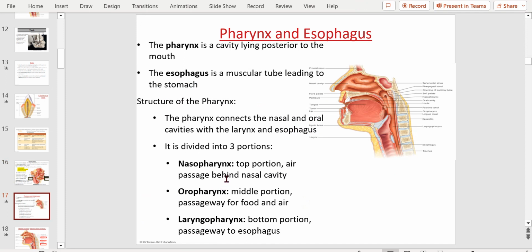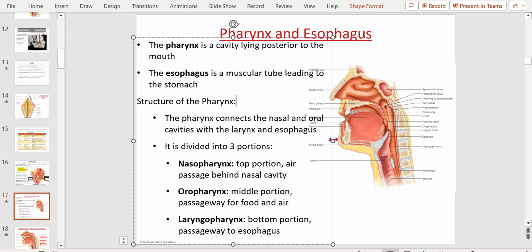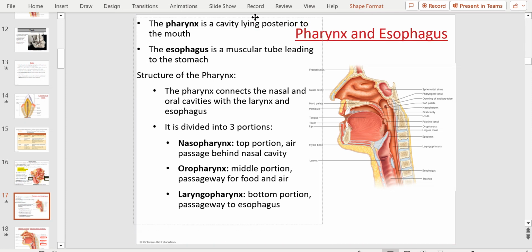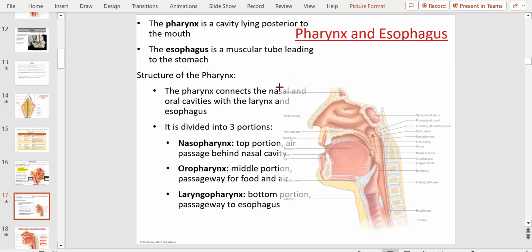Moving on down here, we're into the pharynx and the esophagus. Okay, we're down into this area right in here. Good. So the pharynx is a cavity lying posterior to the mouth. This whole area here, there's a better shot coming up on the next slide, but I just wanted to show you that it's the whole area, the pharynx. And the esophagus is a muscular tube leading down.